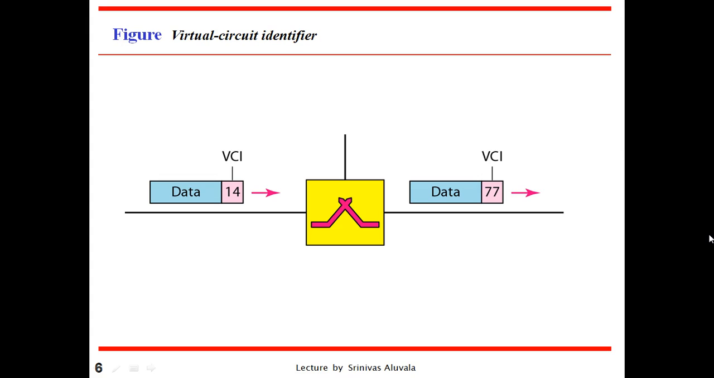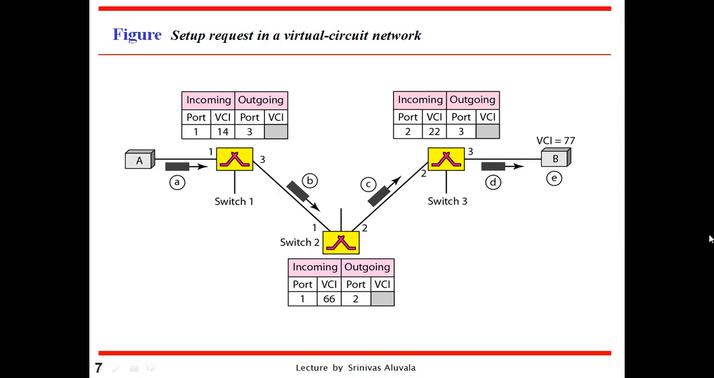The virtual circuit identifier in a data frame changes from one switch to another switch. Note that a VCI does not need to be a large number, since each switch can use its own unique set of VCIs. Now looking at the setup request in a virtual circuit, where a setup needs to be established, a setup request frame is sent from the source to the destination. Source A sends a setup frame to switch 1.